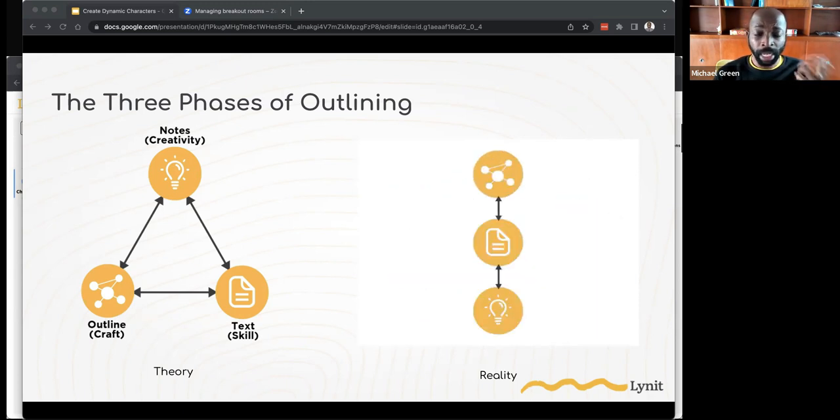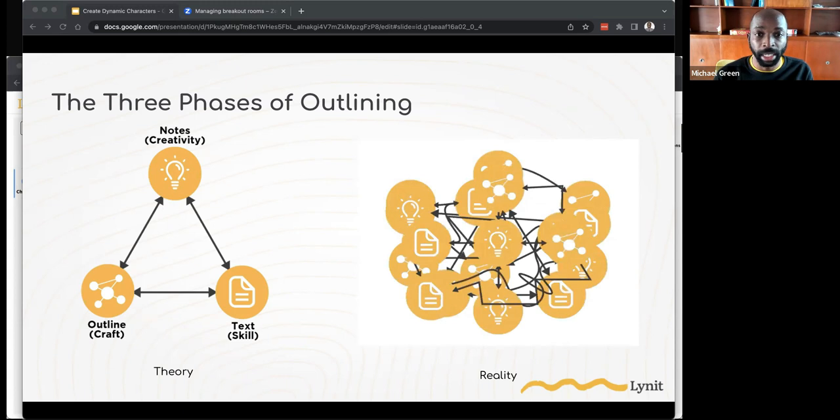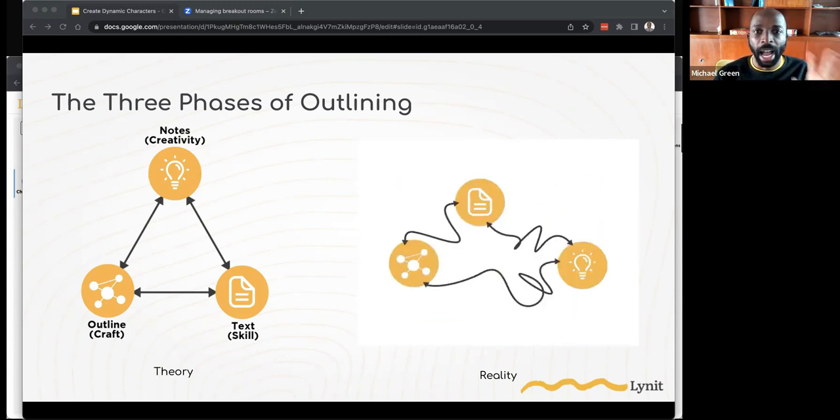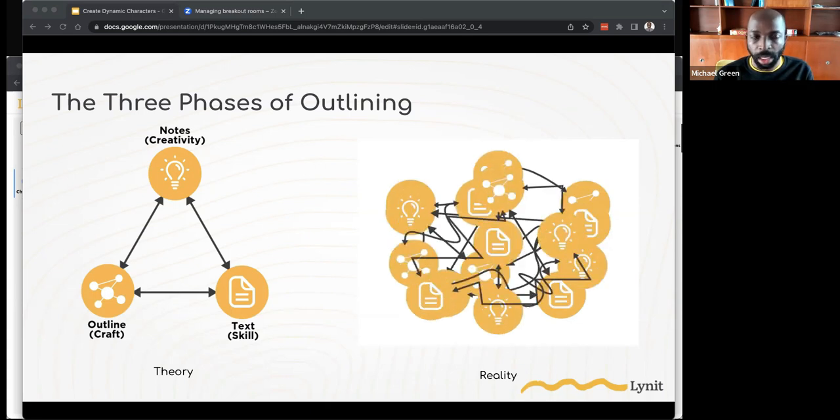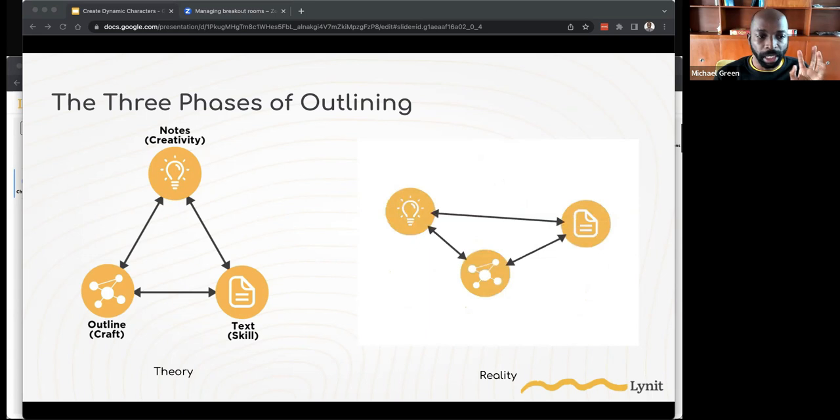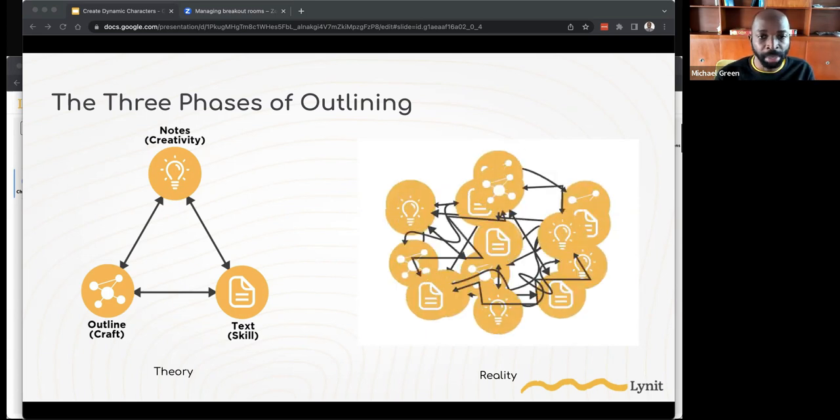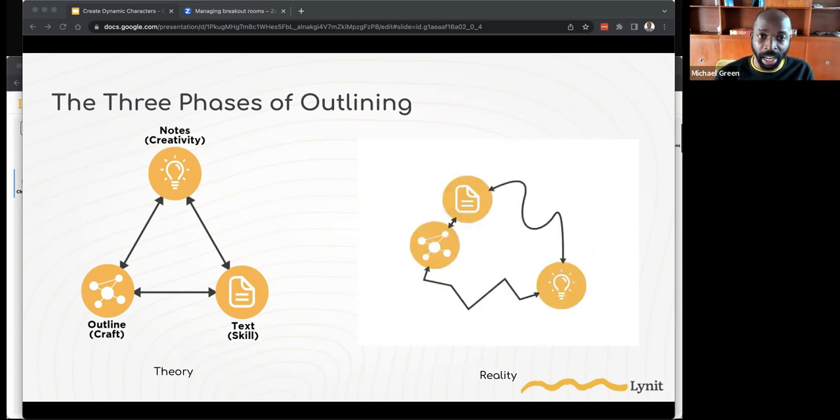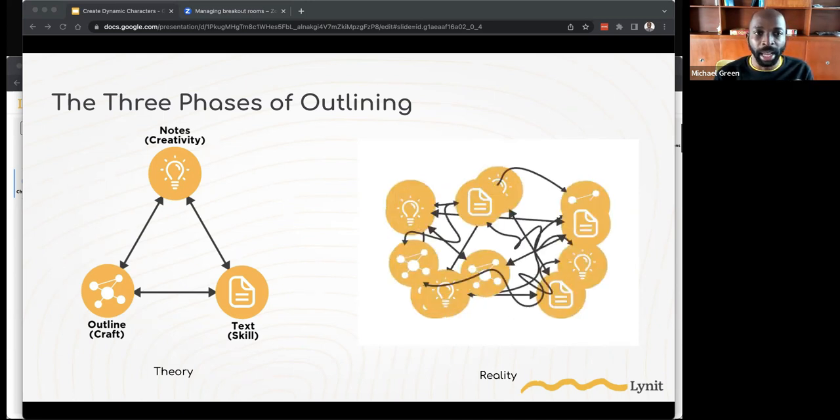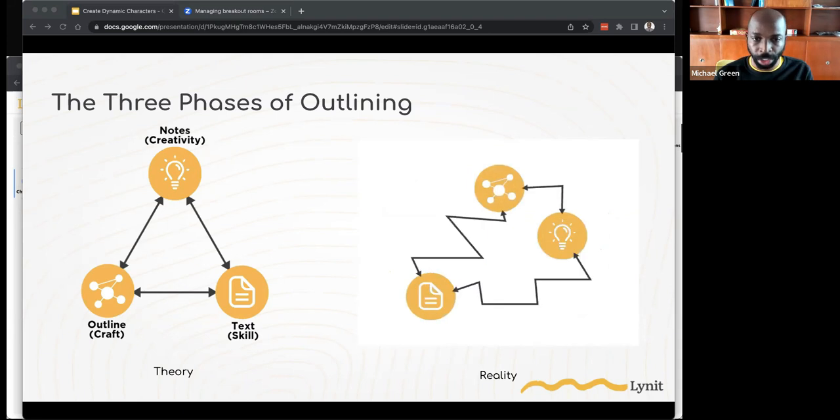And actually, the reason I created Lynit was for this. This was something I recognized in my own process, and I really needed something to help me with it. Lynit itself is even more focused on the outlining part, producing that actual structural document, but keeping in mind that you need your notes and you need your text.